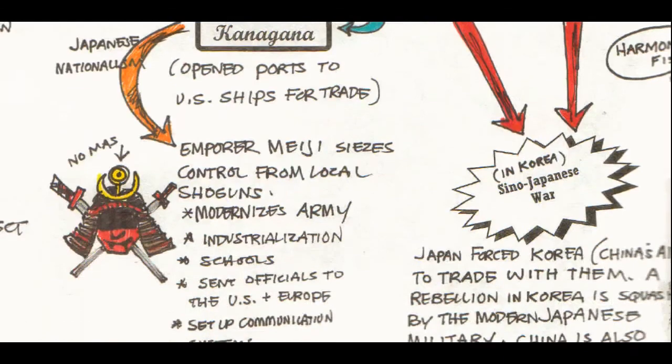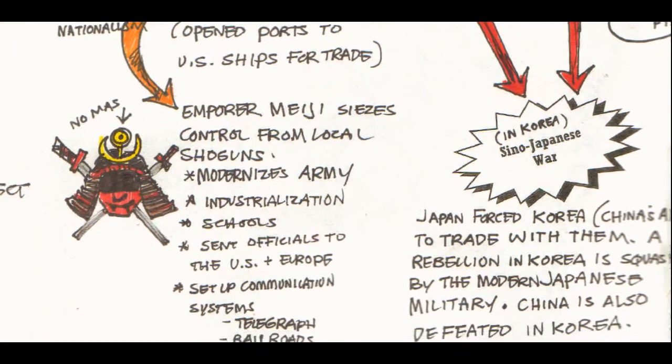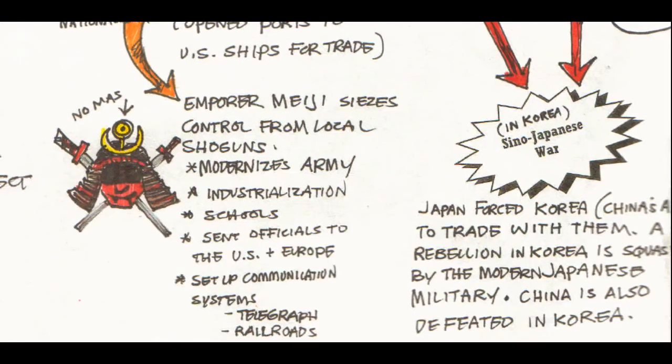And this is about the time where we see the Meiji Restoration. Eventually, Emperor Meiji seizes control from the local shoguns, putting an end to the Japanese feudal system, and Emperor Meiji wants to modernize his army and become industrial, set up schools. He sends officials to the United States and Europe to try and learn about their democracy, their military, their political aspects, but then come back and teach Japan about them as well.